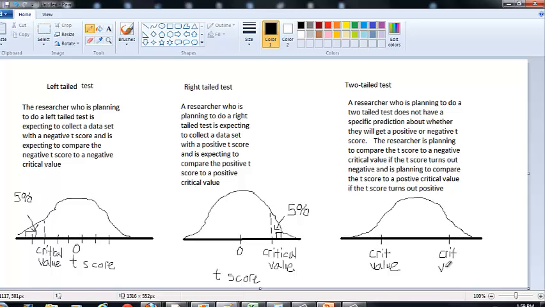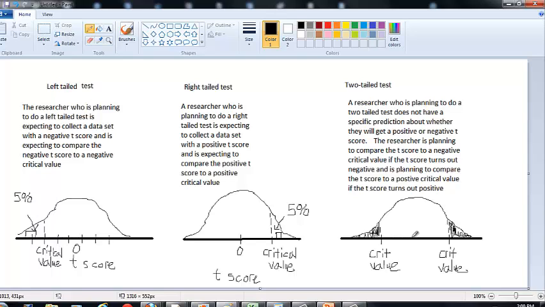And this researcher who's doing a two-tailed test has two rejection regions. If they end up getting an outcome in this area to the left of the negative critical value, which means that they get an outcome with a t-score that's further to the left of this critical value, they end up in the left rejection region. If they get an outcome with a t-score that's above the positive critical value, they end up in this positive rejection region. So the researcher just waits to see if they get a positive or negative t-score.